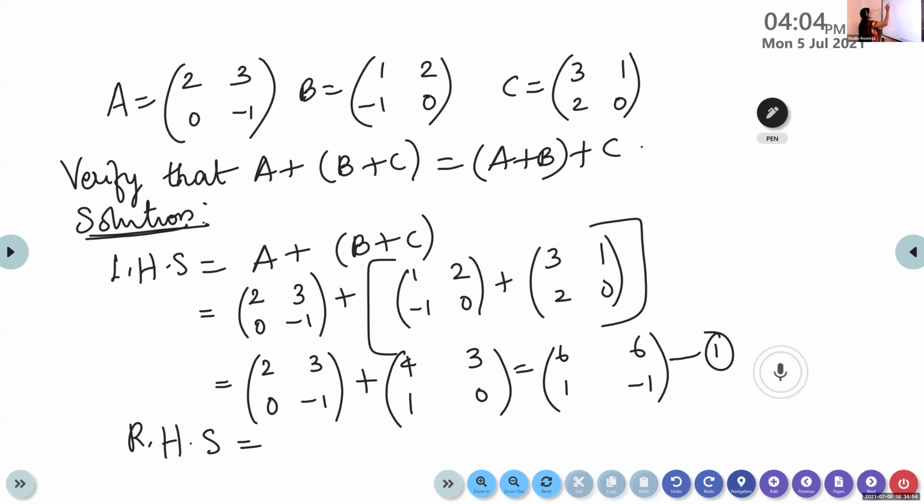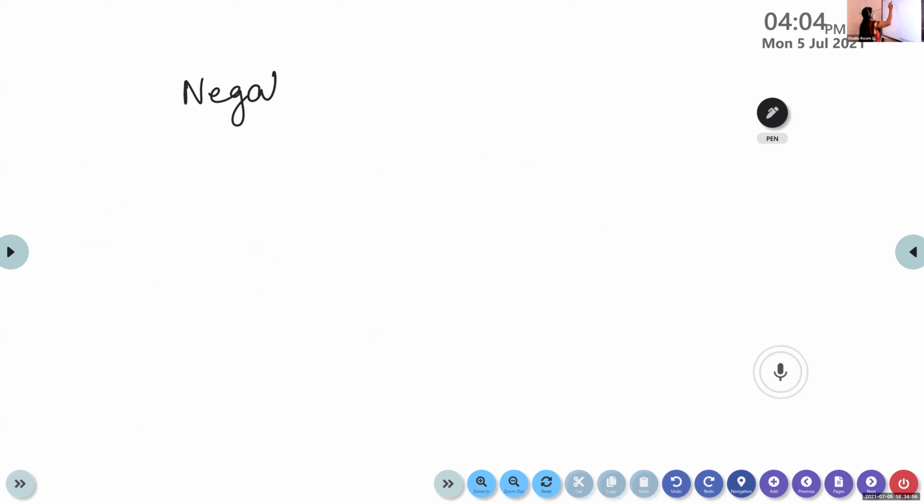Next definition is negative of a matrix. Write the heading: Negative of a matrix. What is meant by negative of a matrix? Now only we did, isn't it? Suppose a matrix capital A is given. Suppose A is a matrix of order m by n.